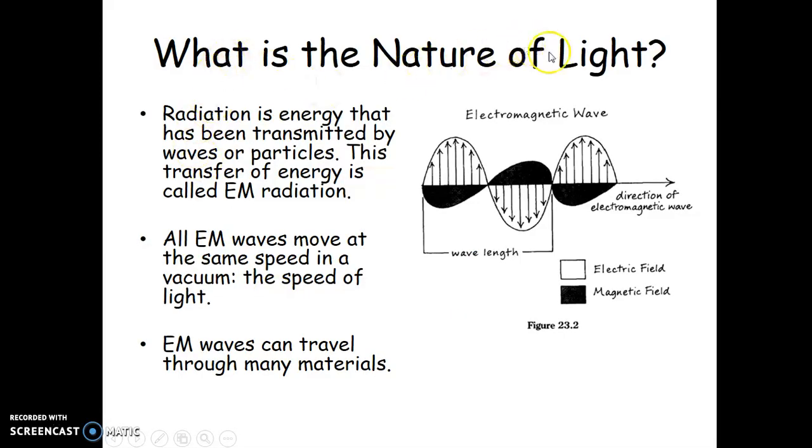Alright, so our question is, what is the nature of light? And radiation is energy that has been transmitted by waves or particles. This transfer of energy is called EM radiation, or electromagnetic radiation. So all light is electromagnetic radiation. And these waves move at the same speed in a vacuum, okay, the speed of light. So it doesn't matter if it's a radio wave, an ultraviolet wave, infrared, or visible light waves, they all move at the speed of light.